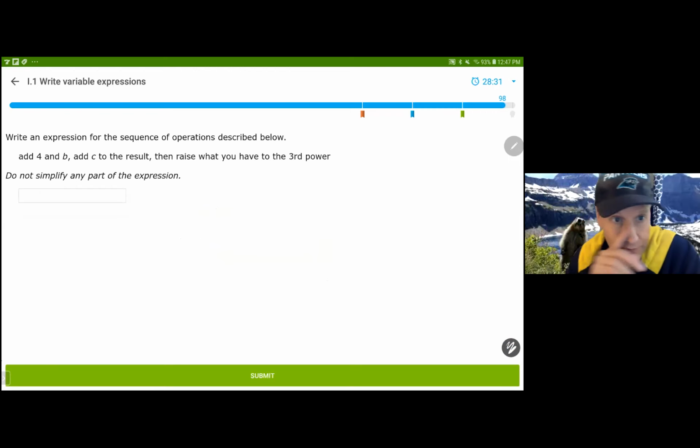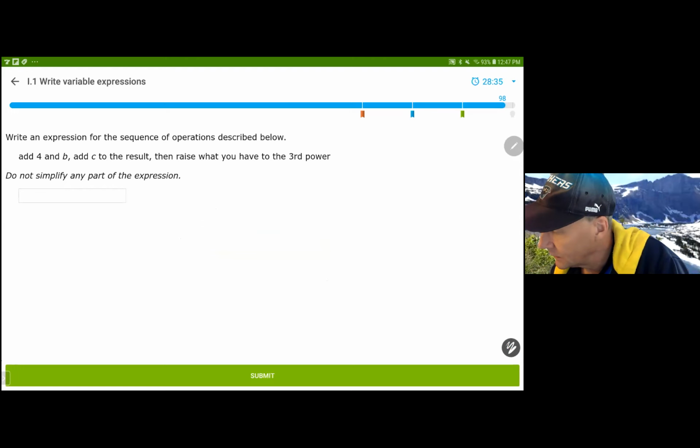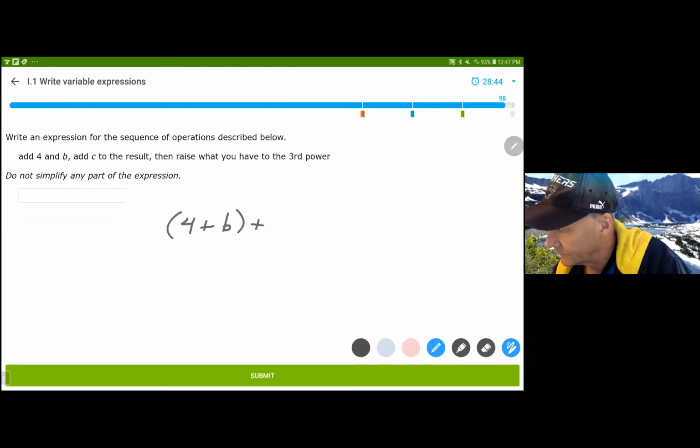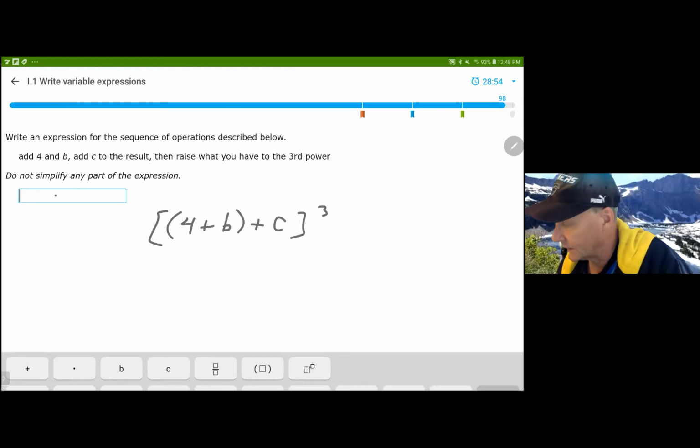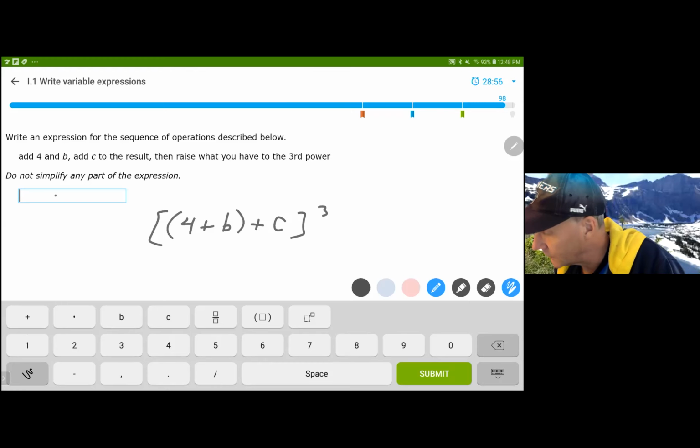Looks like we just have 1 or 2 more. Add 4 and B. 4 plus B. Add C to the result. Then raise what you have to the 3rd power. This time it's probably going to allow me to put the brackets because they're definitely important in this case. Yep. Nope, they didn't give me the brackets again. Let me see if I can get rid of that dot.